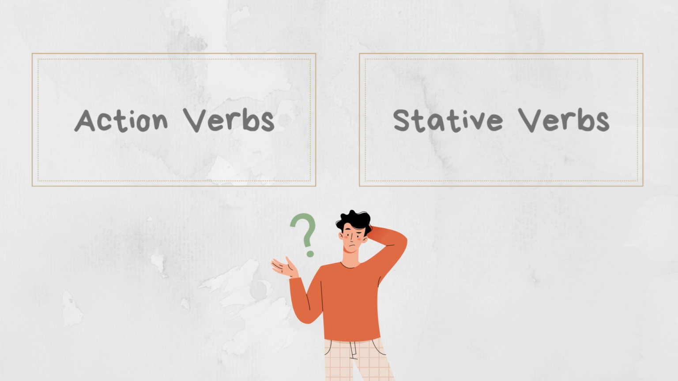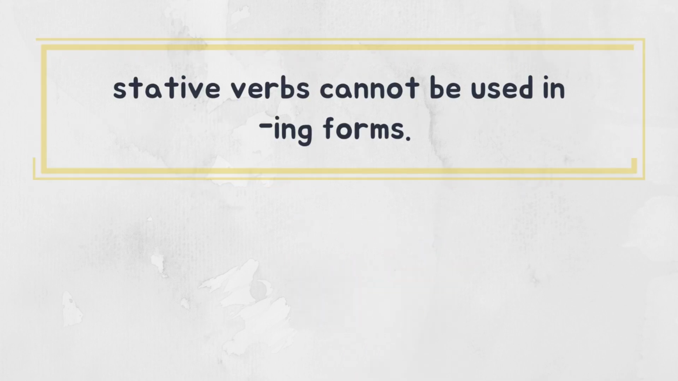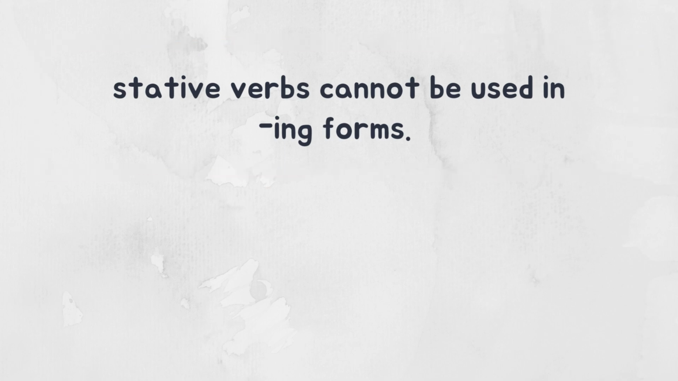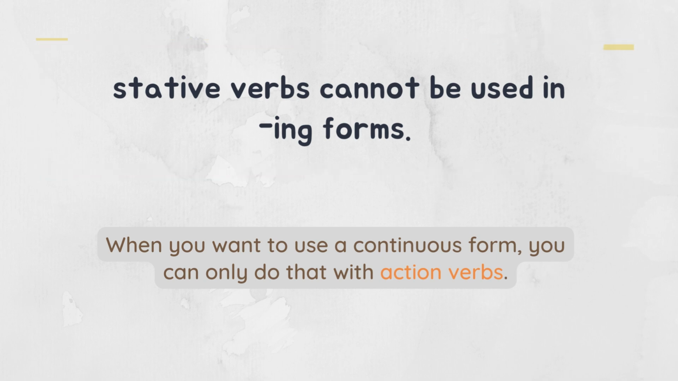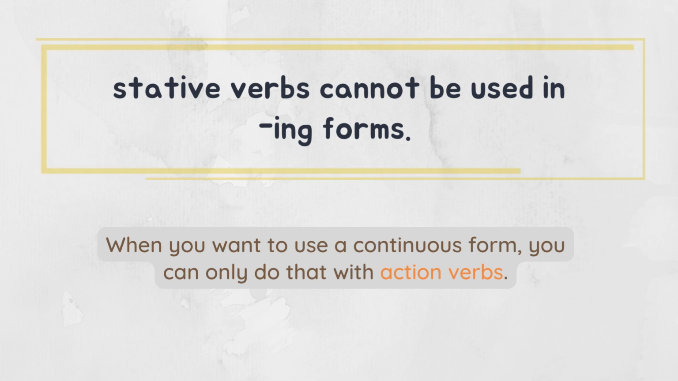Okay, so why are we learning about the difference between action and stative verbs? Is it important to us? Yes, it is. Because there's an important rule in English that stative verbs cannot be used in ing forms. When you want to use a continuous form, you can only do that with action verbs.